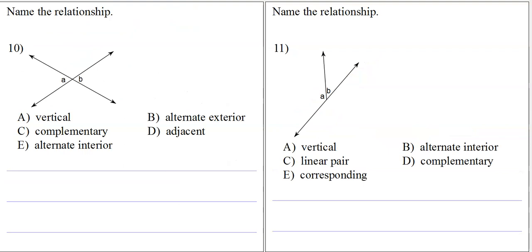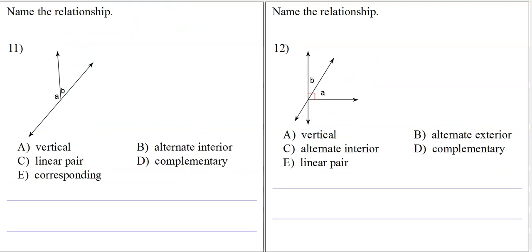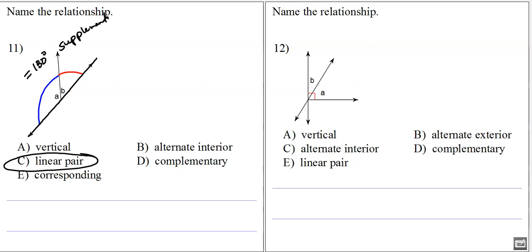Let's go check out 11 and 12. Number 11, angle A plus angle B happen to form a straight line. So the correct answer there is linear pair. Also, we know that straight lines are 180, so I know these two angles add to 180, which another name for that is supplementary. So if supplementary was a choice, that could also be correct.